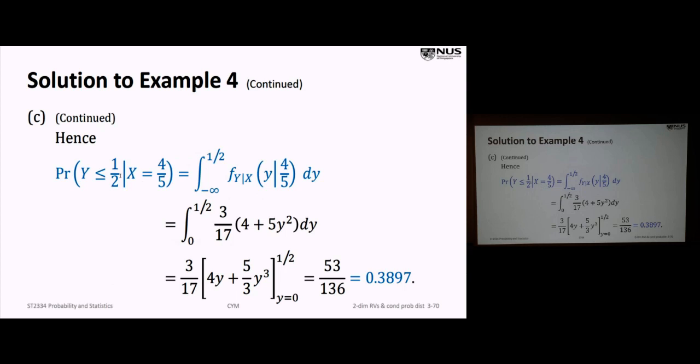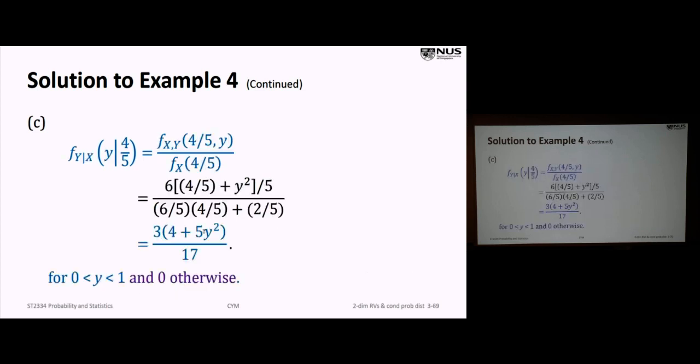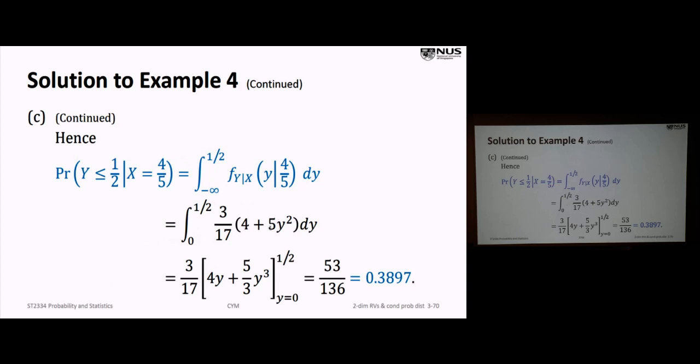So the probability that y is less than or equal to a half given x is equal to 4 over 5 is the integral between 0 and 1 half. The minus infinity doesn't matter, because if y is between minus infinity and 0, the conditional density function of y given x is strictly 0. So that's going to basically be the integral between 0 and 1 half of this function here, and this function is only non-zero in this region. So this is the conditional PDF that we evaluated on the previous slide, and we integrate now with respect to y.